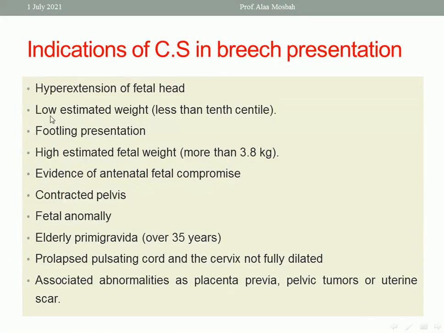There are many indications for cesarean section in breech. Of them, the high risk cases of hyperextended fetal head, low estimated weight, less than 10th centile, footling presentation, high estimated fetal weight, more than 3.8 kilogram, evidence of antenatal fetal compromise, contracted pelvis, fetal anomaly, elderly primigravida, more than 35 years, prolapsed pulsating cord and cervix not fully dilated, associated abnormalities like placenta previa, pelvic tumors, or uterine scar.